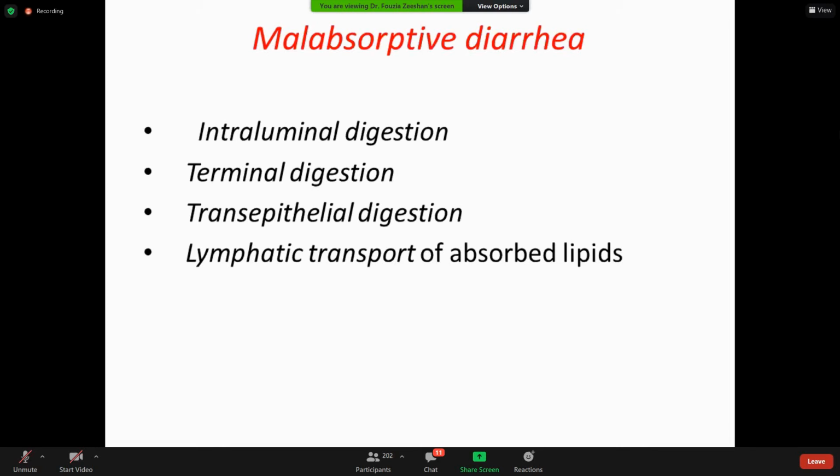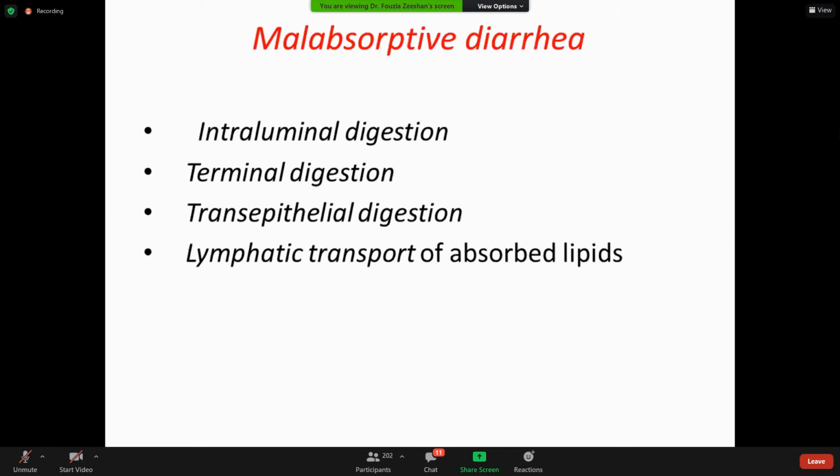In case of terminal digestion, what happens? The hydrolysis of carbohydrates, like I have just told you in case of lactose intolerance, which is unable to hydrolyze into glucose and galactose due to the deficiency of the lactase enzyme. The hydrolysis of carbohydrates and peptides occurs in the brush border of the small intestine. So if there is any defect in the digestion of these carbohydrates or peptides, this will lead to inefficient terminal digestion. So these are the different steps.